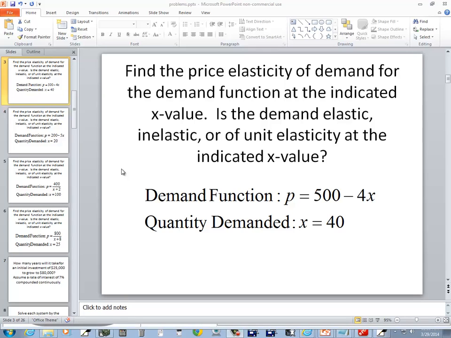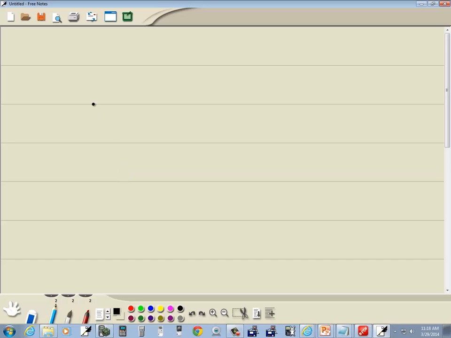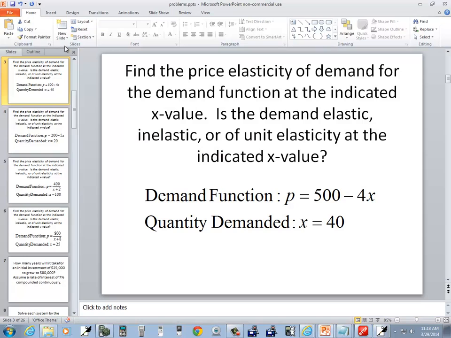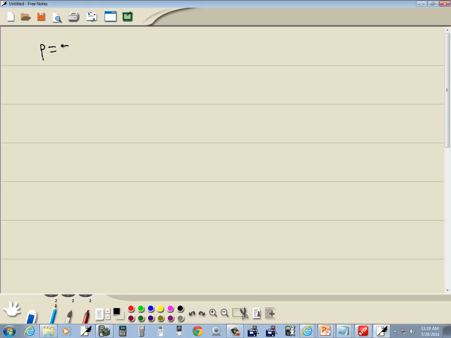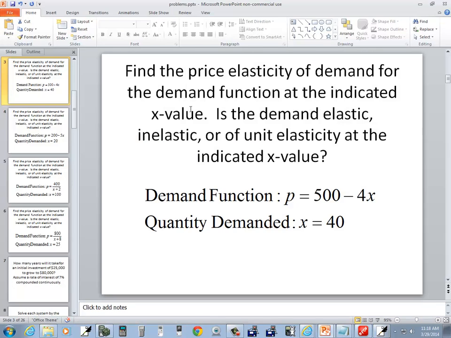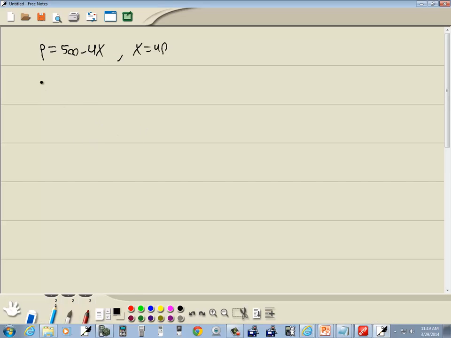Okay, let's take a look at this problem. We've got our demand function, P, which is price, equal to 500 minus 4x, and x is equal to 40. They say find the price elasticity of demand for the demand function at the indicated x value. Is the demand elastic, inelastic, or of unit elasticity at the indicated x value? I'm going to find the intervals too, just to show a complete process.